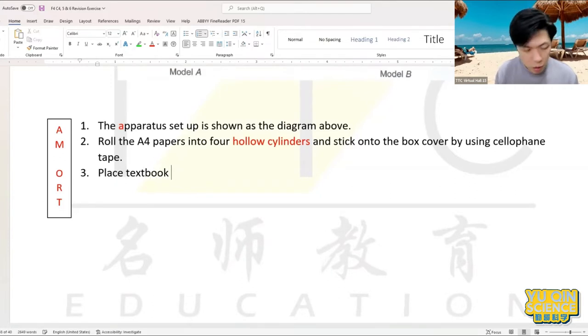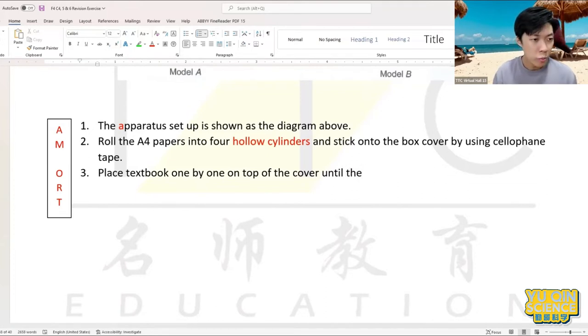Place textbook one by one on top of the cover and on top of the cover until, okay, place textbook.